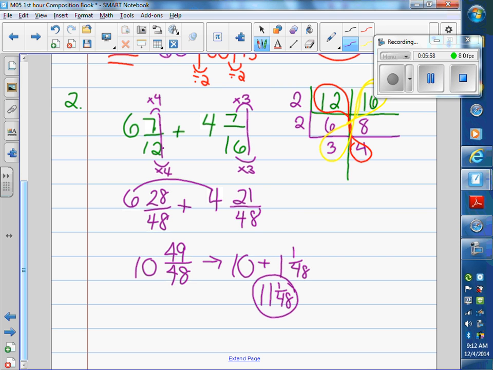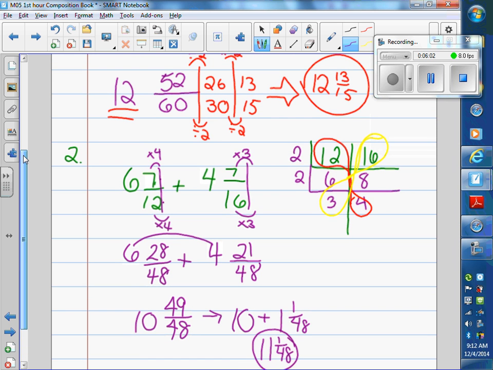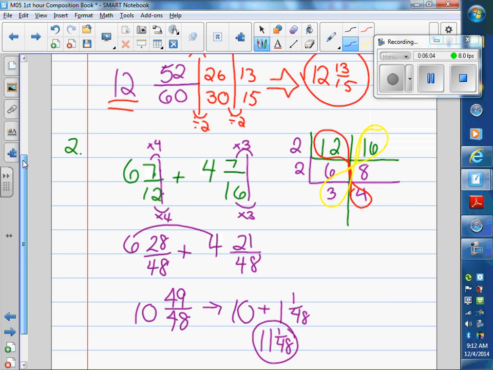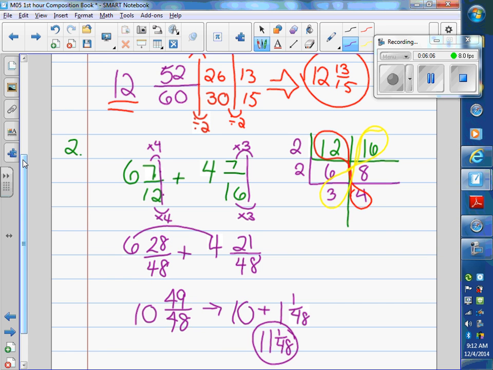So that's two addition examples. Catherine? Wouldn't 1 over 48 be a little bit big? A little bit. Is there some way to simplify it? No. 1 and 48 have only 1 in common. So that's as simplified as you can get. Okay?